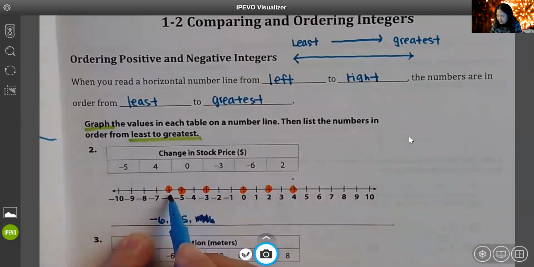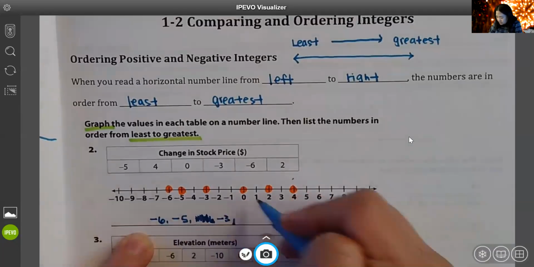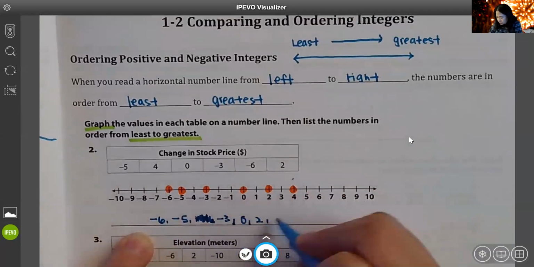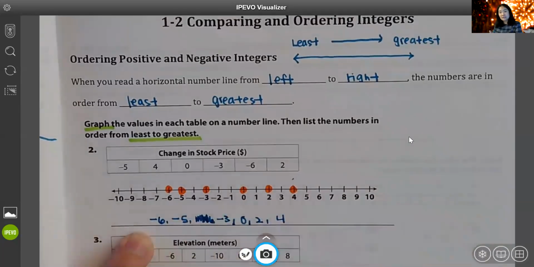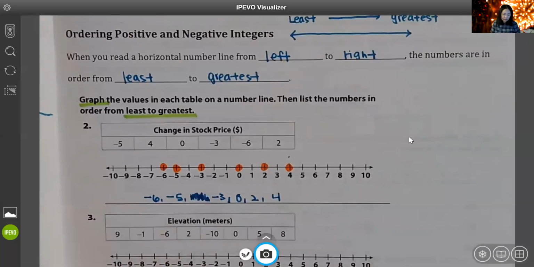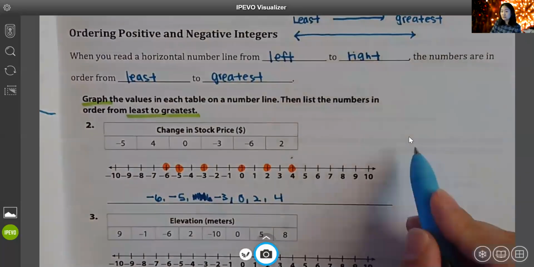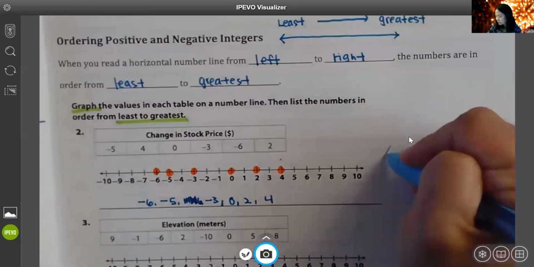-6, -5, -3, 0, 2, and 4. Now this is in order from least to greatest. Okay, now with that, I have one thing that I do want you guys to write on the right hand side where there is room. What I want you to write is this.